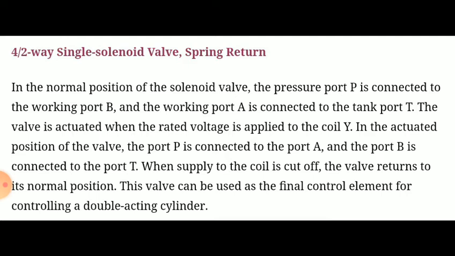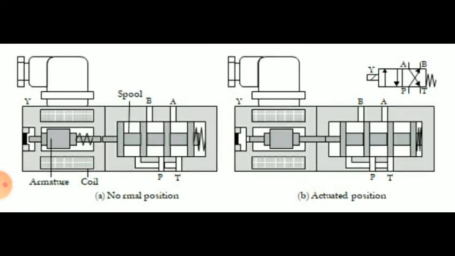This valve can be used as the final control element for controlling a double acting cylinder. You can see in the diagram at the top there is a 4 by 2 single solenoid operated, spring return DC control valve. In the normal position, P is connected to B and working port A is connected to T. So this is the normal position. It is actually a retraction stroke of the cylinder.